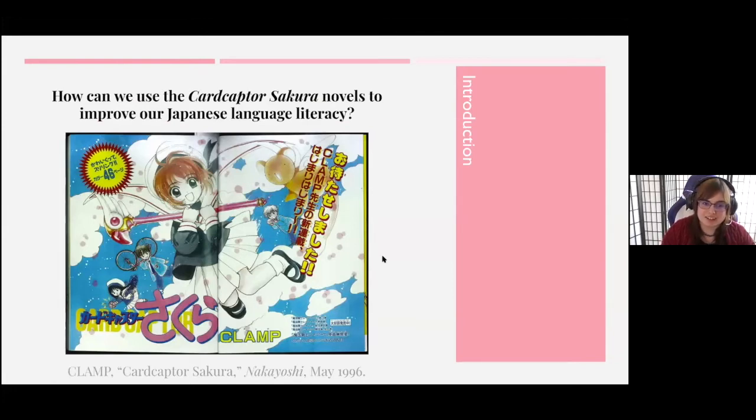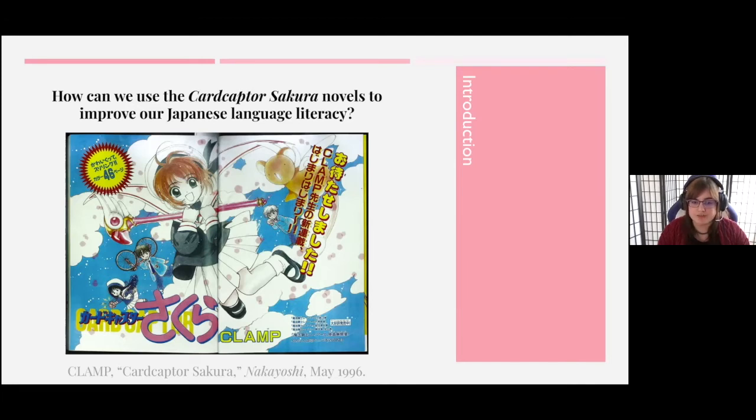Clamp's Cardcaptor Sakura, like many popular manga series, was adapted into an animated production, an anime, which then spawned a novelization. Since the novelization has the same target demographic as the anime and manga series, the Japanese used in the novelization cannot have a high degree of difficulty. As a result, Japanese language learners should be able to read this novelization, provided they have an intermediate proficiency. The problem is, though, what is this difficulty? Is it quantifiable? If it is quantifiable, how can we use DH to figure that out?